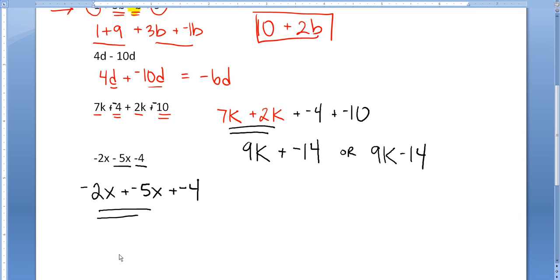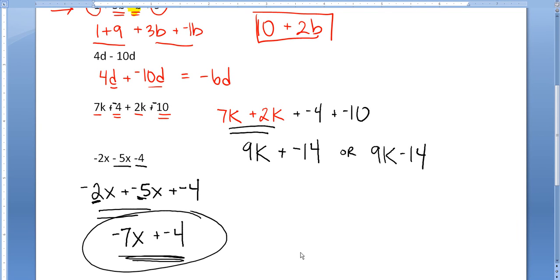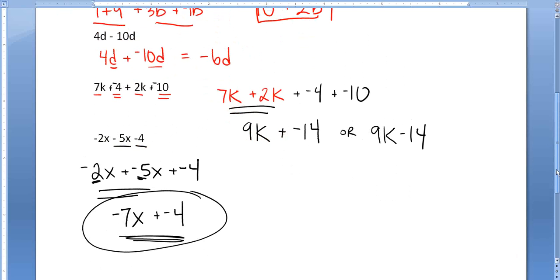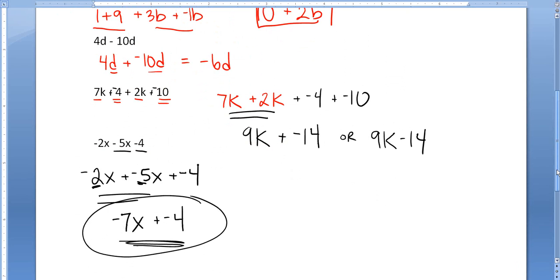These two are like terms. I can combine them. A -2x and a -5x, I can just add their coefficients and get a -7x. And then I still have this add -4 left over here. The question is, can I combine those two? The answer is no. We can't combine the two. They are not like terms. That expression will stay just like that. So be careful when you are doing this assignment that you are only combining like terms. We can't just combine everything willy-nilly. They have to be like.